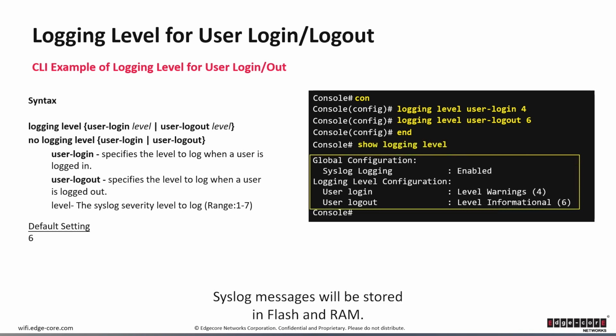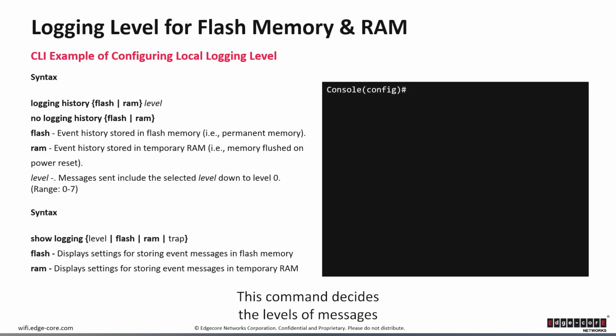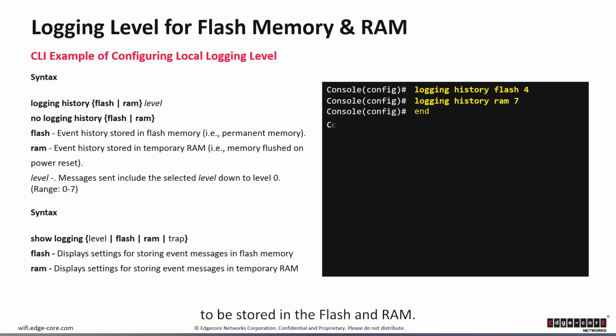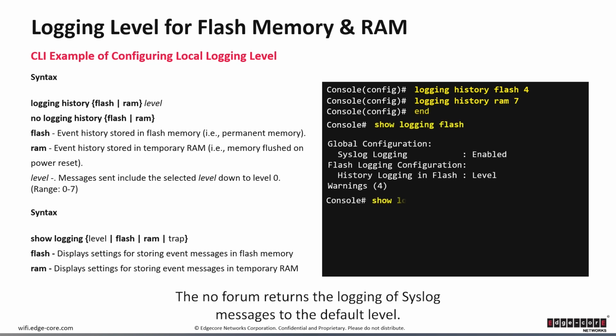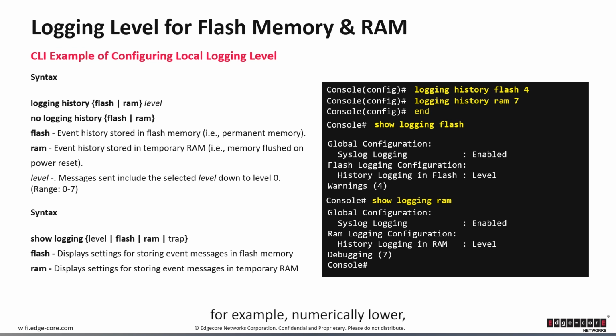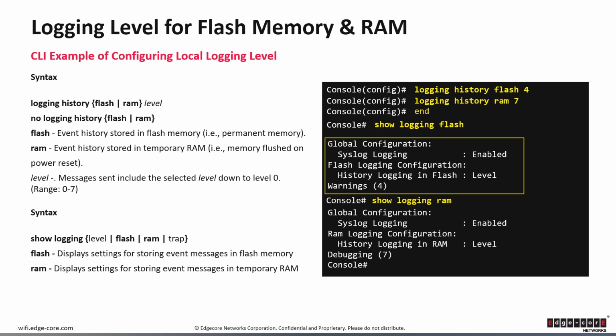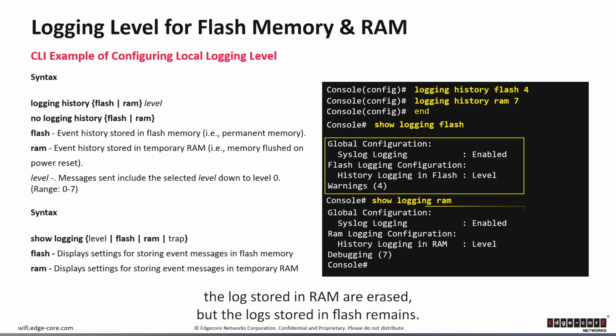Syslog messages will be stored in flash and RAM. This command decides the levels of messages to be stored in the flash and RAM. The no form returns the logging of syslog messages to the default level. The message level specified for flash memory must be a higher priority, for example, numerically lower than that specified for RAM, since the limitation of flash memory size. After the system is rebooted, the logs stored in RAM are erased, but the logs stored in flash remain.